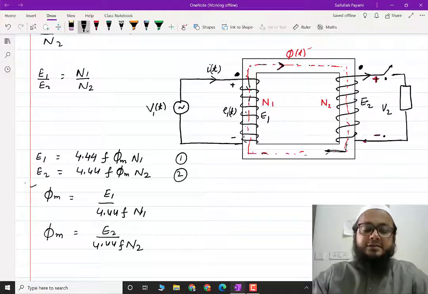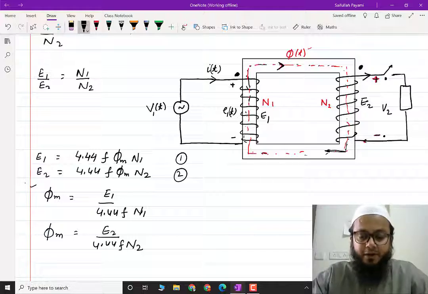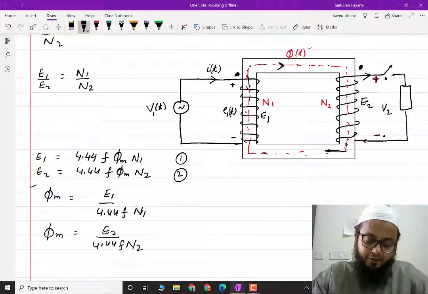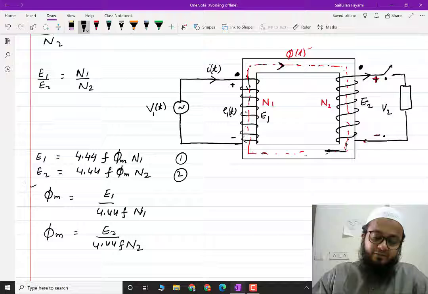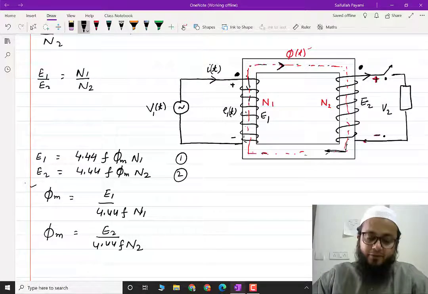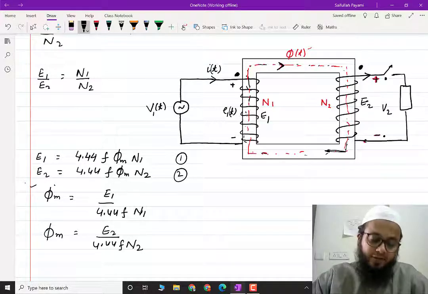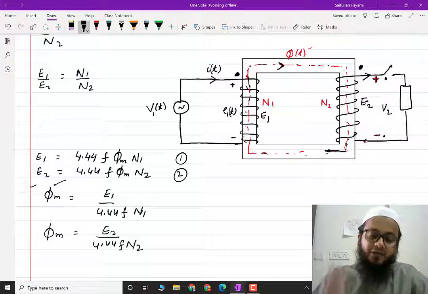Since this is the same common flux linking the primary coil and the secondary coil, with these relations you can also calculate the ratio of E1 by N1 and E2 by N2. So here also, the flux in the core will depend upon the induced EMF.